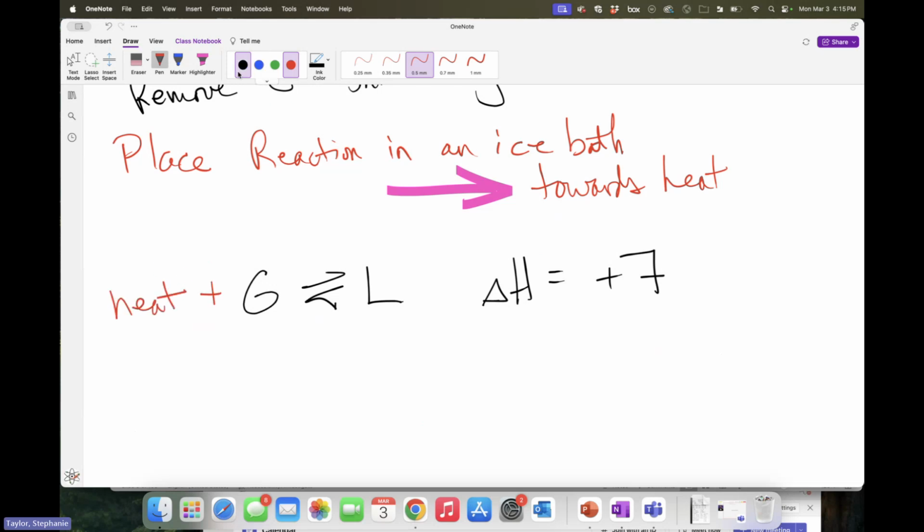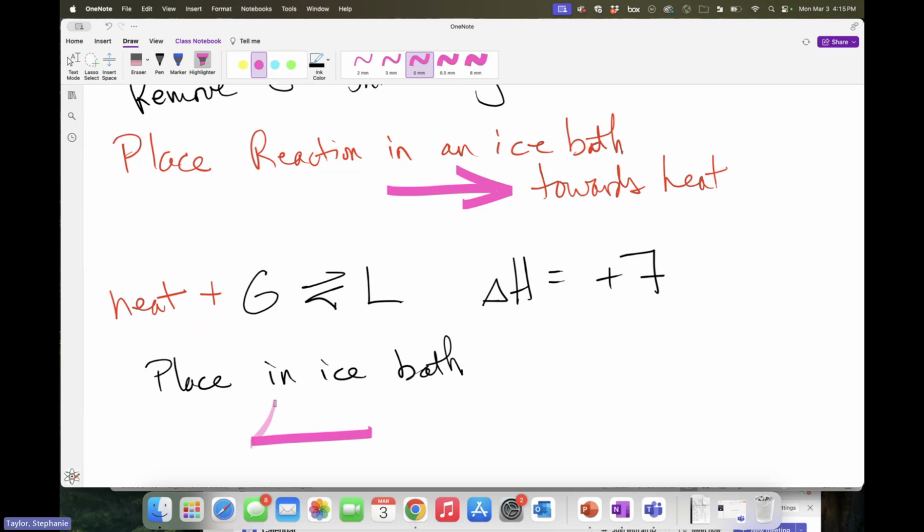Heat becomes a reactant. Now, if I place this reaction in an ice bath, I would expect this to still go towards the heat, but the heat now is on the reactant side. So it's still going towards the heat, but it's an endothermic reaction. That now is on the left-hand side, or a shift left. So changes in temperature depend on whether your reaction is endothermic or exothermic.